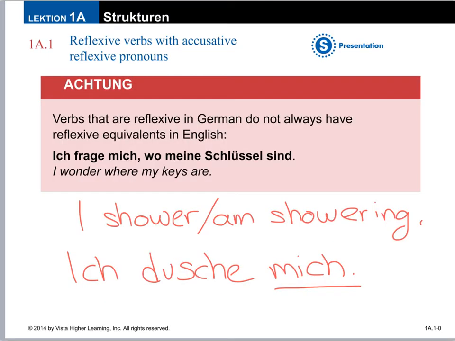Verbs that are reflexive in German aren't always reflexive in English. So this is a time where whenever you do translations, it's not going to directly translate, which is part of the problem with wanting to translate everything word for word sometimes. So the example I just gave with ich frage mich, we don't say in English, I ask myself. We say, I wonder. Also, another example I put here is to say that I am showering or I'm taking a shower. That's not reflexive in English, but in German, they would say, ich dusche mich. I shower or am showering myself.